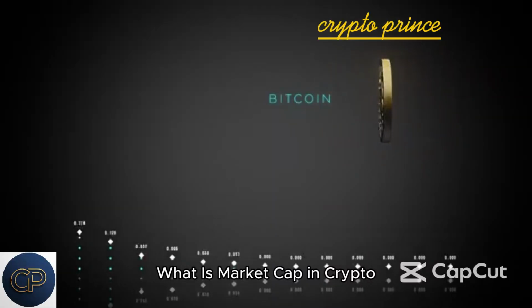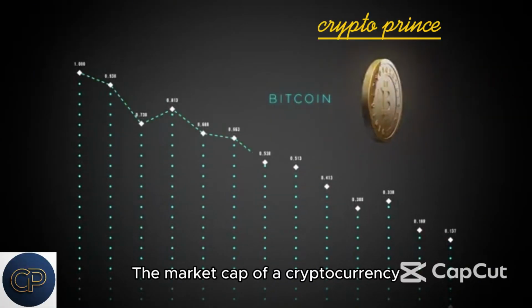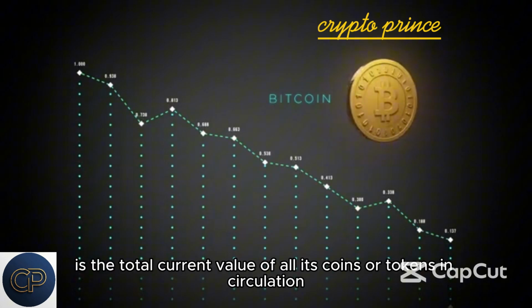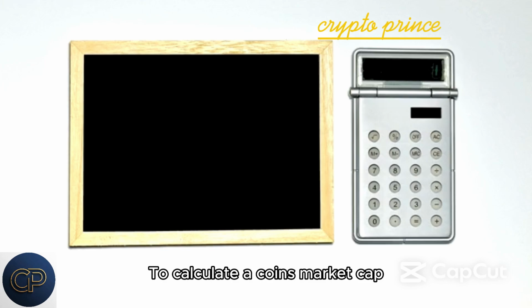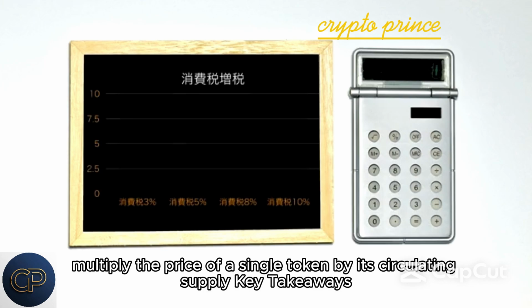What is market cap in crypto? The market cap of a cryptocurrency is the total current value of all its coins or tokens in circulation. To calculate a coin's market cap, multiply the price of a single token by its circulating supply.